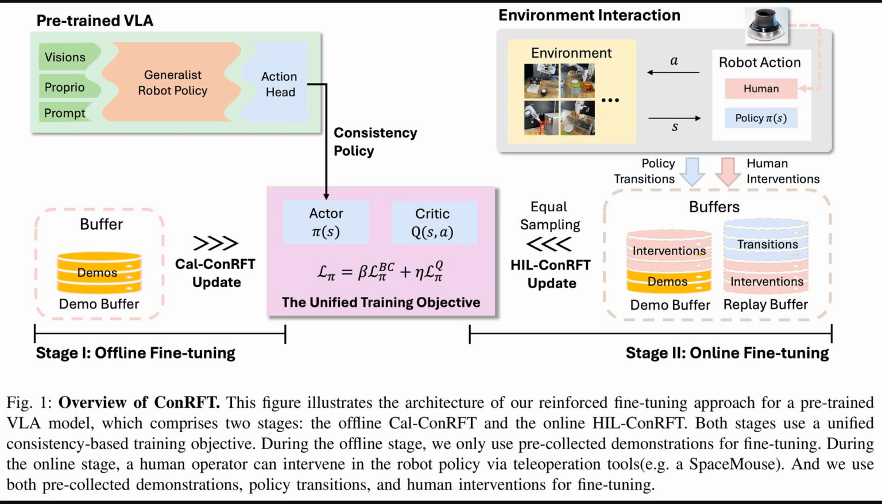Okay, so this diagram here, Figure 1, lays out the whole ConRFT architecture really clearly. You can see it starts with a pre-trained vision language action model, and then splits into the two stages we talked about. Stage 1 is the offline fine-tuning, Cal-ConRFT, which uses a buffer of demonstrations to get the policy started. Then Stage 2 is the online fine-tuning, HIL-ConRFT, where the robot actually interacts with the environment. Notice how it uses both the original demos and new data, including human interventions, in its replay buffer. And crucially, both stages use that unified consistency-based training objective.